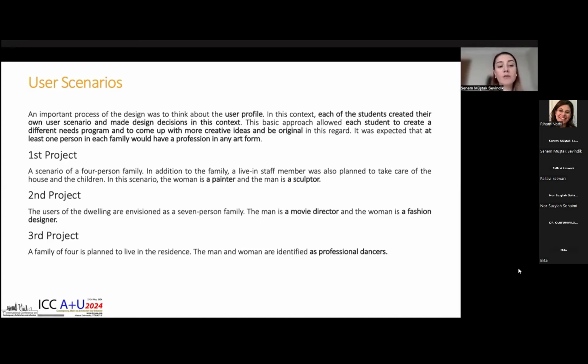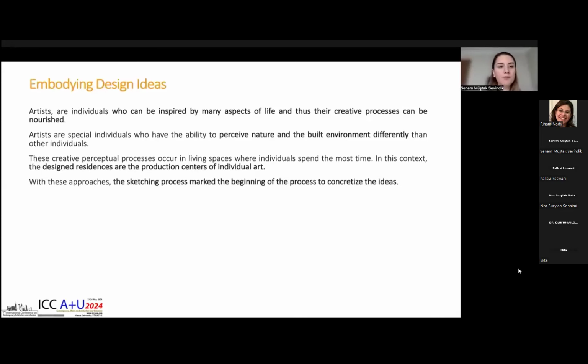Second project, the users of the dwelling are envisioned as a seven-person family. The man is a movie director and the woman is a fashion designer. And the third project, a family of four is planned to live in this residence. The man and woman are identified as professional dancers.